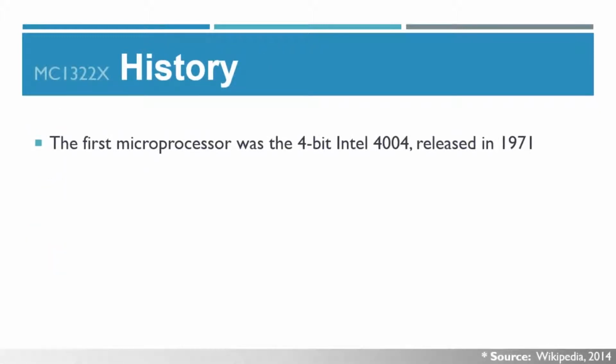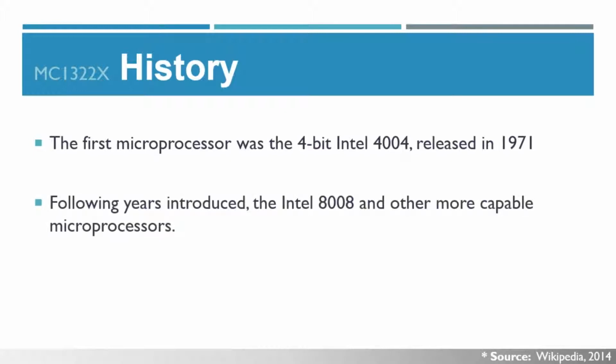Now let's see some history about microprocessors. The first one was introduced in 1971. It was called the 4-bit Intel 4004. Later on, Intel introduced the 8008 and other more capable microprocessors became available over the next several years. However, both processors, the 4004 and the 8008, required external chips to implement a working system, raising the total system cost and making it impossible to economically computerize appliances.